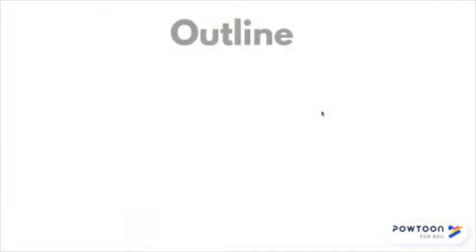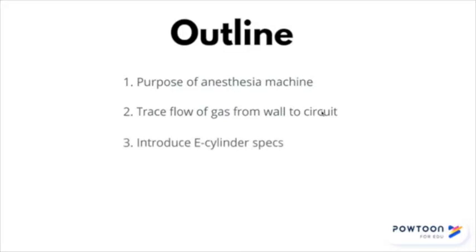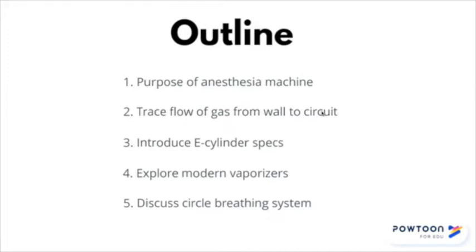The goal of this video will be to quickly talk about the purpose of the anesthesia machine, then to trace the flow of gas from the walls and the cylinders all the way to the patient to understand how it flows through the machine. Third, to talk about tank oxygen and gas capacities. Fourth, to briefly talk about how the vaporizers work that deliver the gas in the machines. And then fifth, to briefly talk about the circle breathing system.